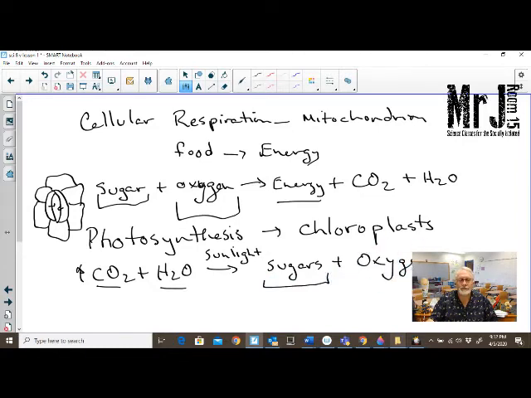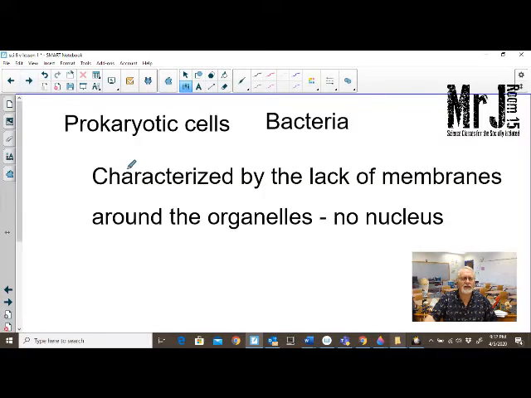And we produce oxygen. So cellular respiration in mitochondria, photosynthesis in chloroplasts. Sugar plus oxygen produces energy, CO2 and H2O. The reverse of this, CO2 plus H2O plus energy produces sugars and oxygen. These are just the reverse chemical reactions of each other. This one we take energy out, this one we store energy. Very, very important processes for our cells. All right, let's go on.